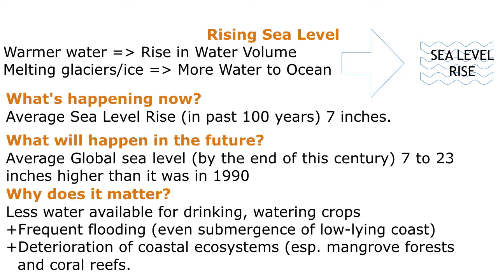So, why does it matter? Because with rising seas, we'll have less water available for drinking and crops, and simultaneously we'll have more flooding, submergence of low-lying coasts, and deterioration of ecosystems like mangrove forests and coral reefs, affecting planetary sustenance.